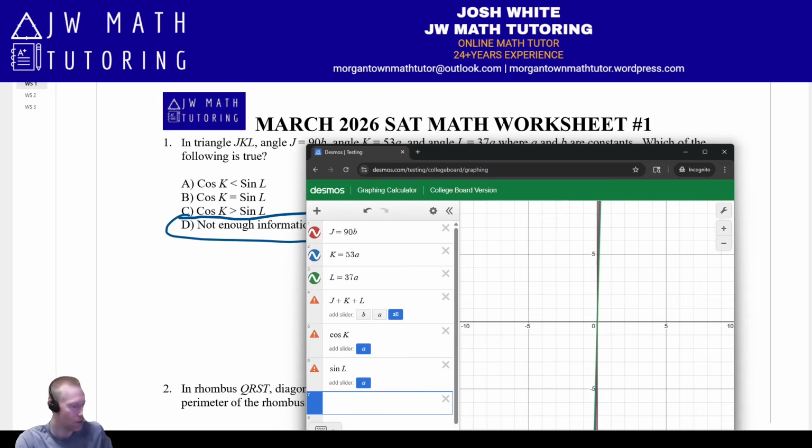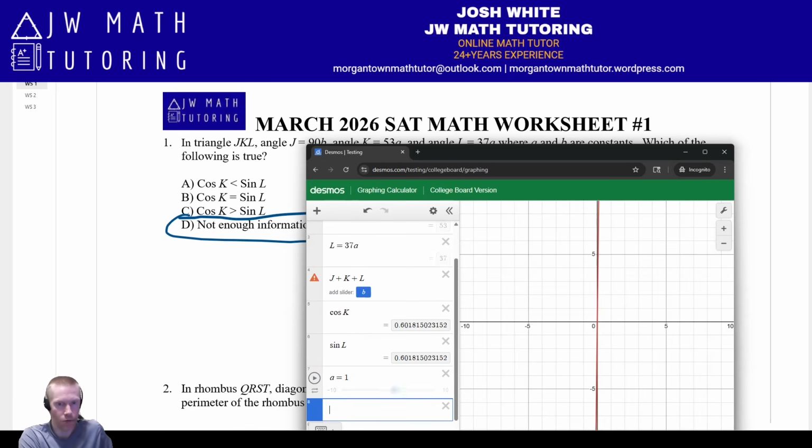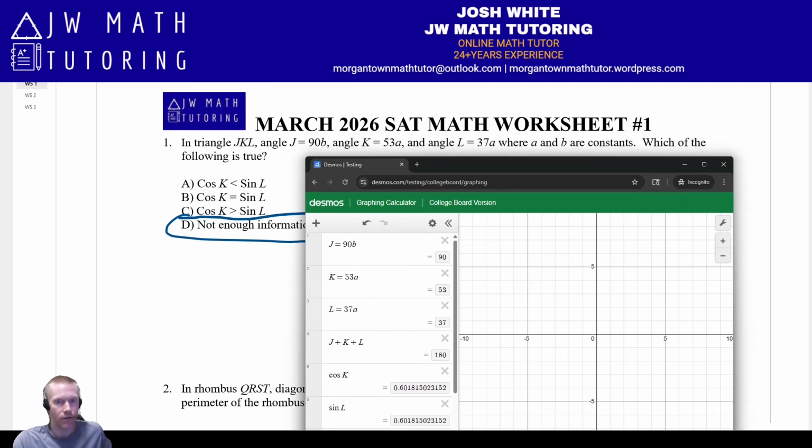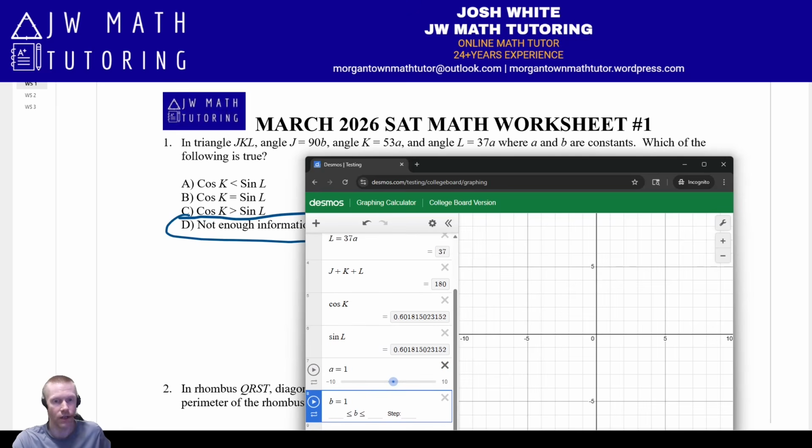Most obvious thing that people think is, okay, well, A is 1 and B is 1, which means that angle J is a right angle, and then the other two angles are 53 degrees and 37 degrees. So see here the total is 180. That checks. Therefore, the cosine of K is equal to the sine of L. Cosine of an angle is equal to the sine of 90 minus that angle, and vice versa. So a lot of people thought the correct answer was B.